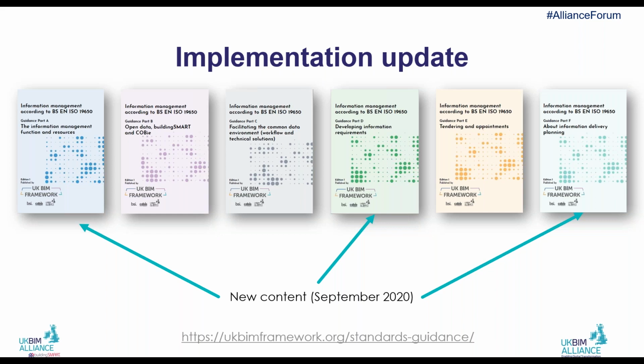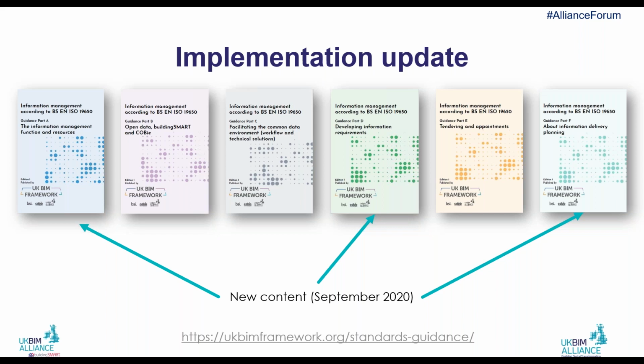So in terms of new content, in the September 4th release, these parts were produced that broke it down into more manageable parts on themes from the ISO. So information management function and resources is a brand new part of guidance. There's been updates to developing information requirements, and there are actually examples of different information requirements by Emma and Marcia mainly. And also part F, there's been considerable update to that about information delivery planning. So some really good content there to go and read.